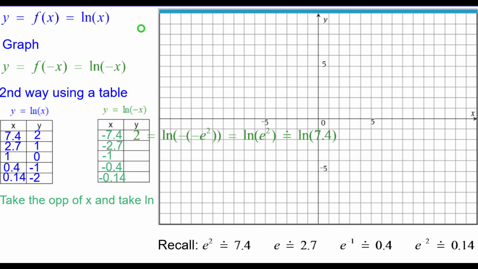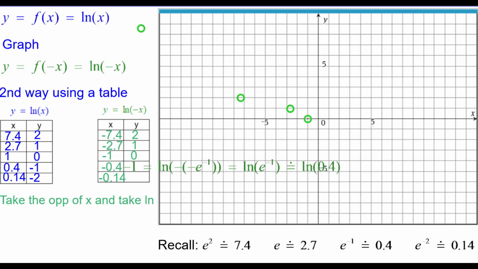So the opposite of negative e squared is going to be the natural log of e squared, which is the natural log of 7.4, which is 2. So -7.4 comma 2 is our first point. Here we're going to use negative e, and take the opposite of that, it's positive e, and the natural log of that is 1. So -2.7 approximately, comma 1. Natural log of the opposite of -1 is the natural log of 1, which is 0, -1 comma 0.